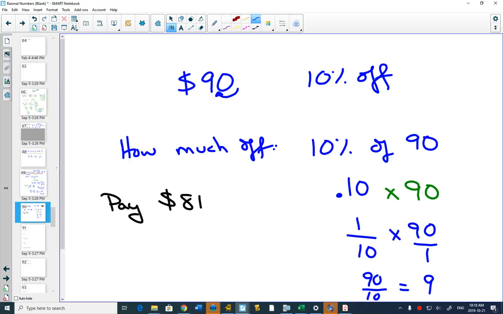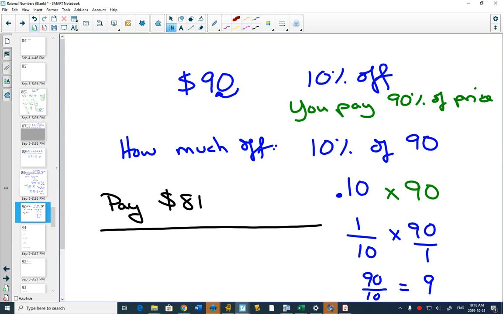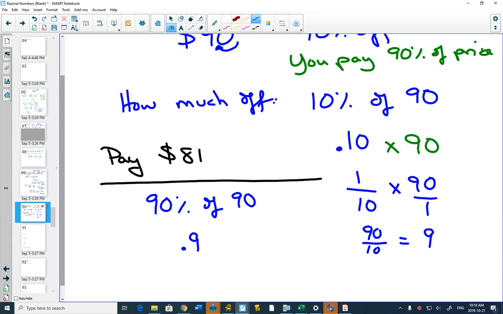So you pay $81. If it's 10% off, does it make sense that you will pay 90% of the price? Okay? And this allows you 90% of $90. This is 0.9 times 90, or 9/10 times 90 over 1.